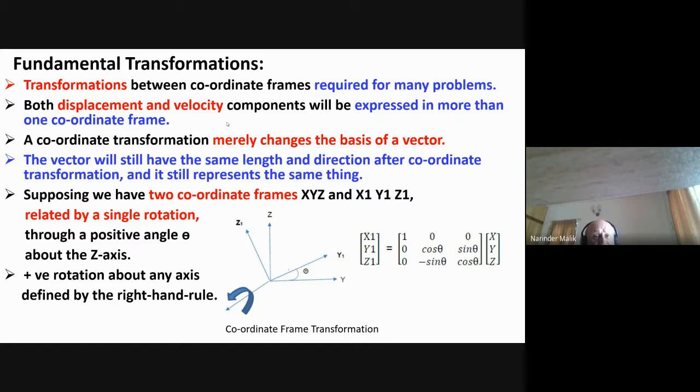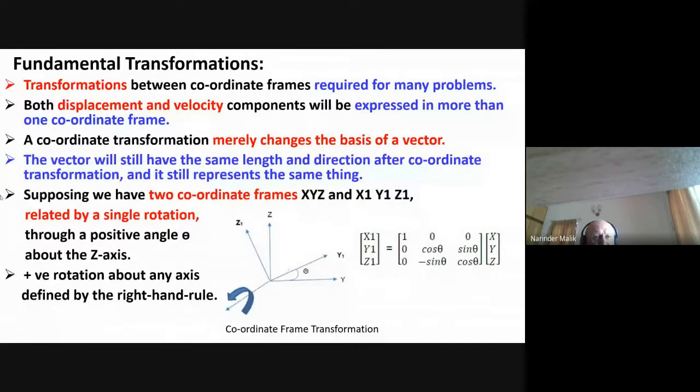A coordinate transformation changes only the basis of a vector. It doesn't change the length or direction of the vector. The vector remains the same, with the same length and direction after coordinate transformation, but its components will be different in different coordinate systems.